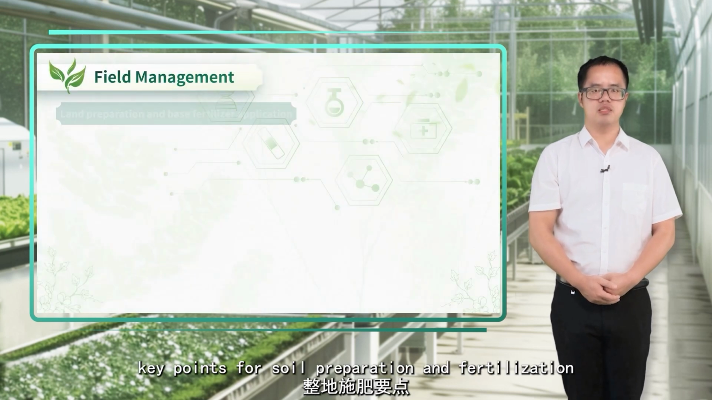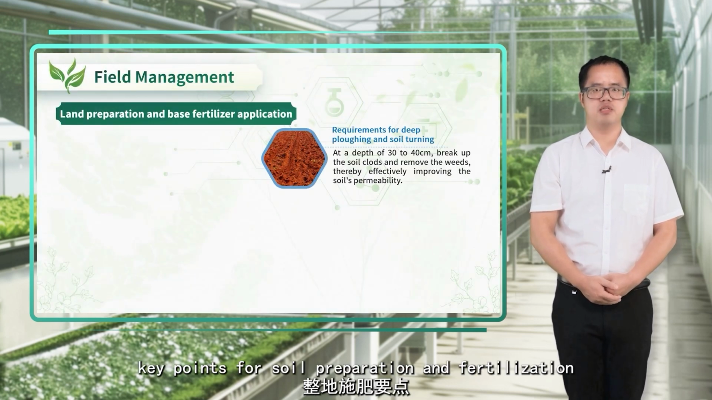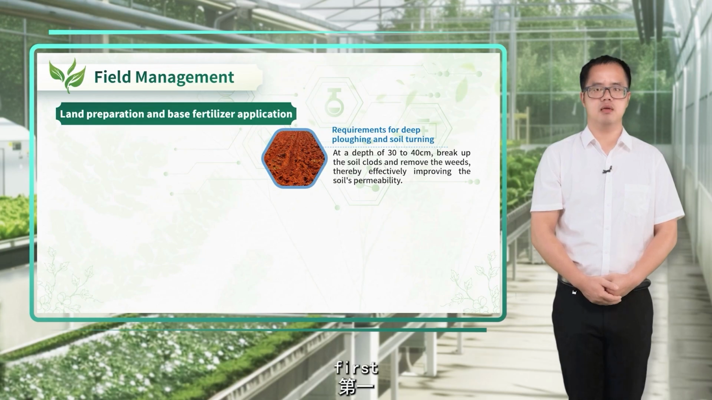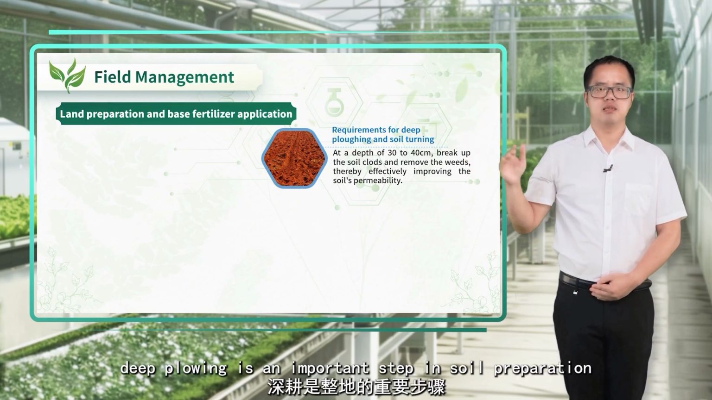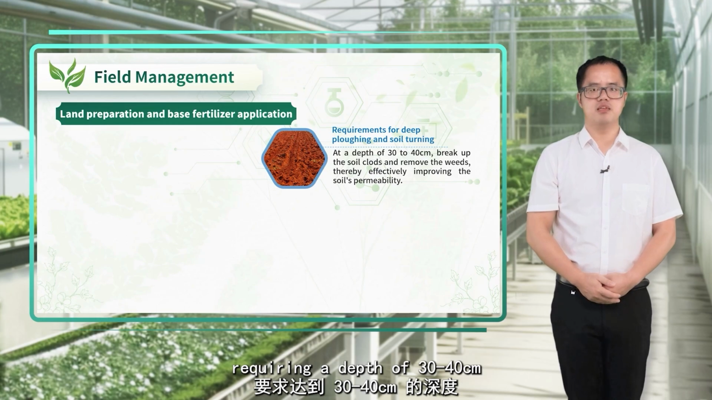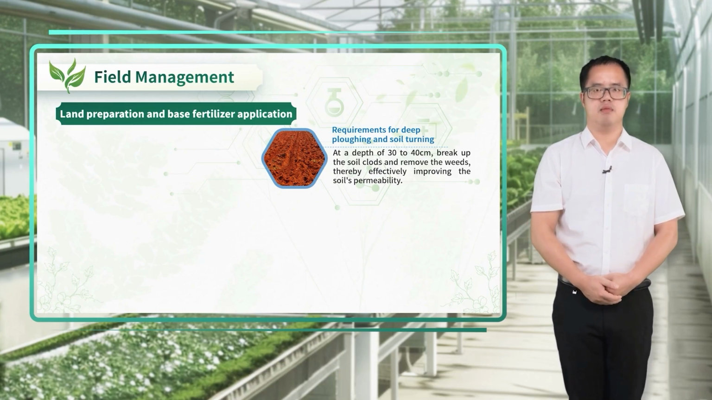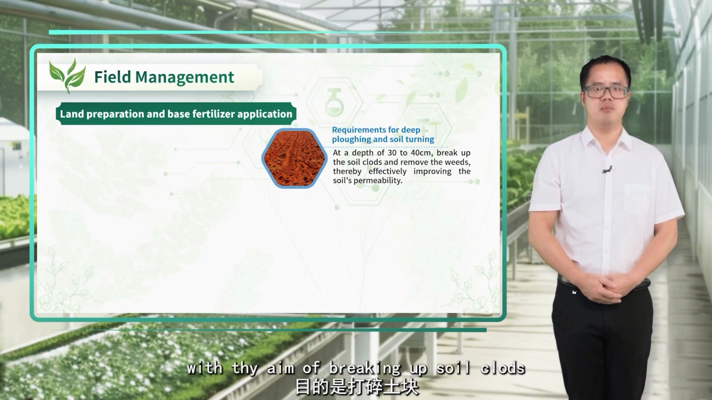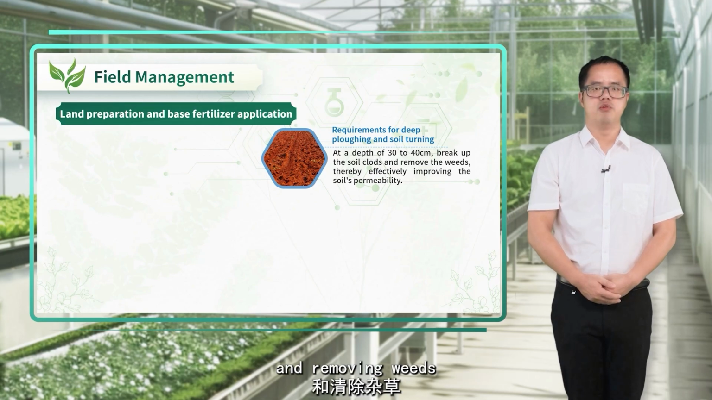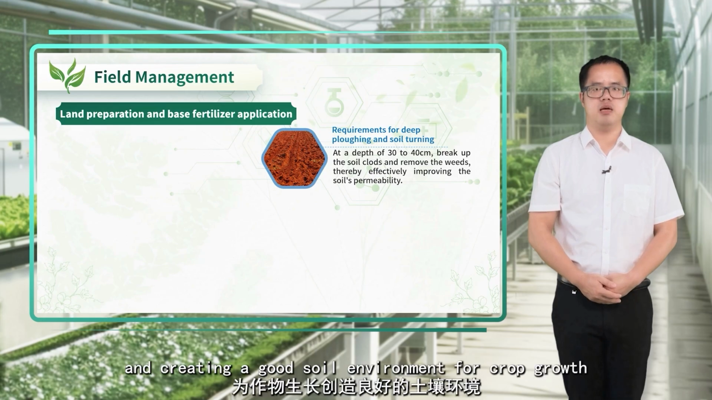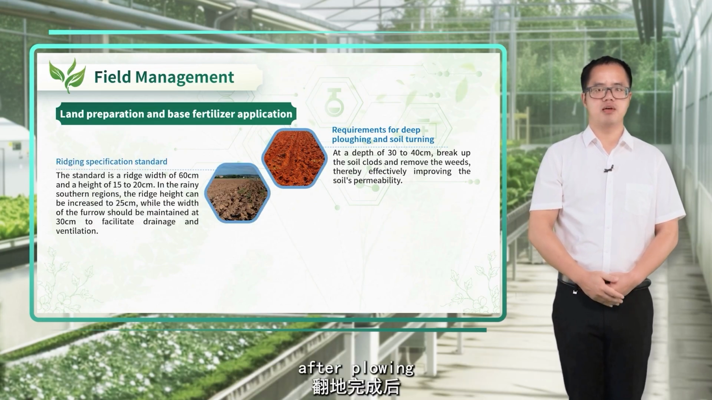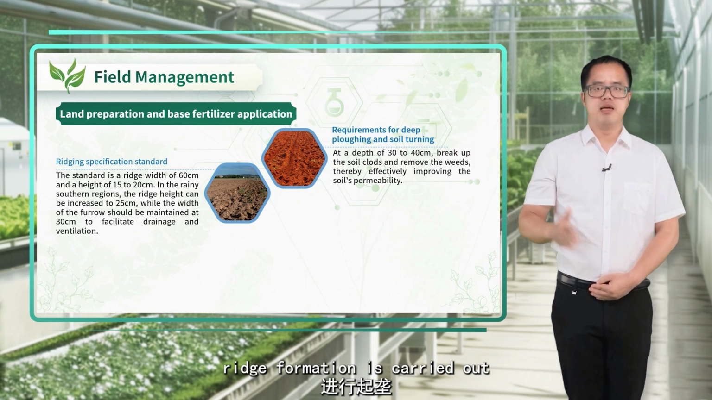Key points for soil preparation and fertilization. First, deep plowing is an important step in soil preparation, requiring a depth of 30 to 40 cm, with the aim of breaking up soil clods and removing weeds, thereby effectively improving soil permeability and creating a good soil environment for crop growth. After plowing, ridge formation is carried out.